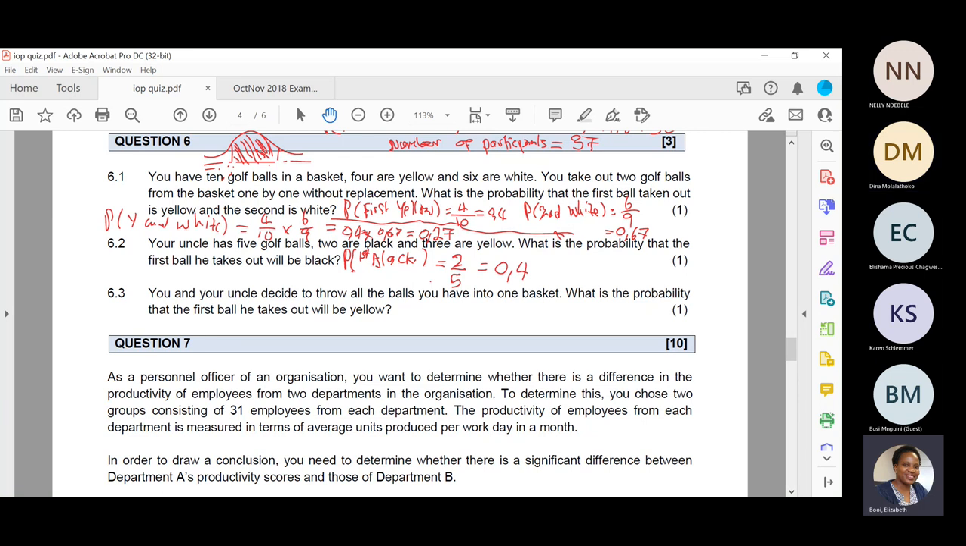You and your uncle decided to throw all the balls you have into one basket. Are we still referring to the first one? I don't know, but I think we're still referring to that. I think so. What is the probability that the first ball he takes out will be yellow? Ignore the first statement, which is 6.2, because they say they throw all the balls into one basket. Okay, yep. But then this question confused me. These yellow balls that uncle has, are they his own or are they part of mine? They're his own. You and your uncle decide to throw all the balls you have into one basket. So your uncle has 3 yellow plus my 4 yellow makes it 7 yellow.